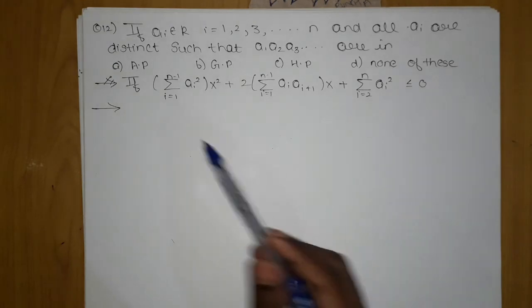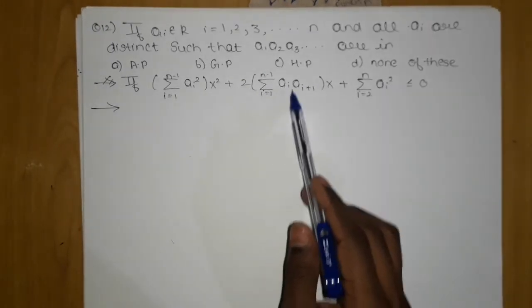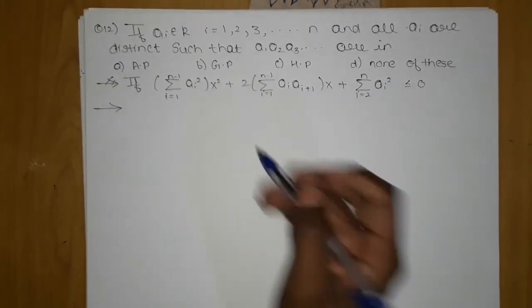So here if I take it as a x square, the sum of a square, 2a into b is there, but here b is something else. Can we make it like this? Okay, let's understand.